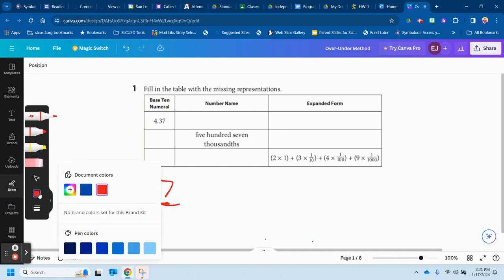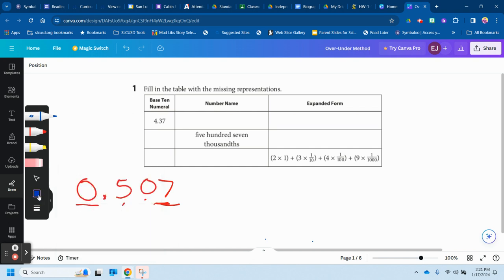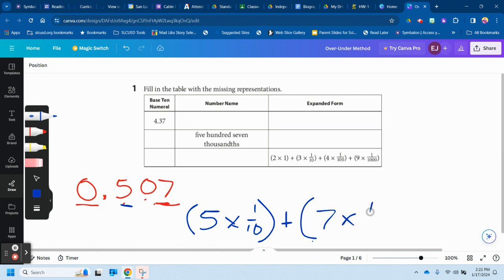And to write it in expanded form, let me change colors here. To write in expanded form, it's going to look like this. It's going to be 5 times, this is the tenths place, 1/10, plus 7 times 1, that's in the thousandths place. There's a 0 in between. 1 thousandth. So that's it in expanded form.